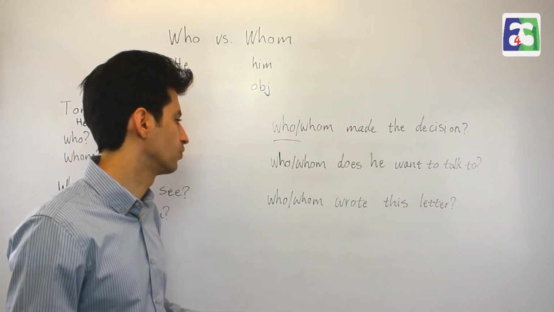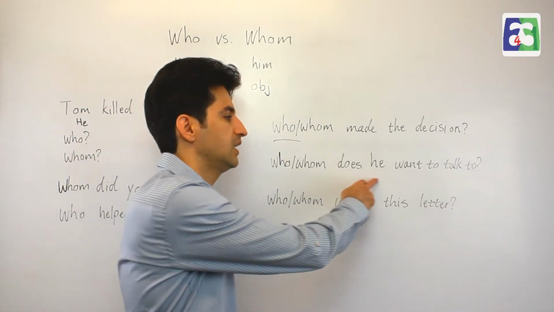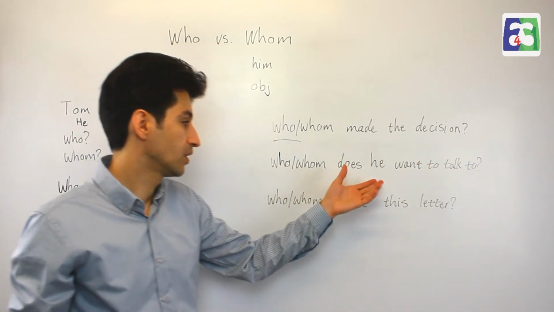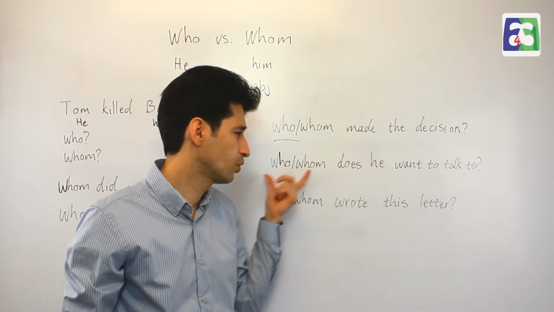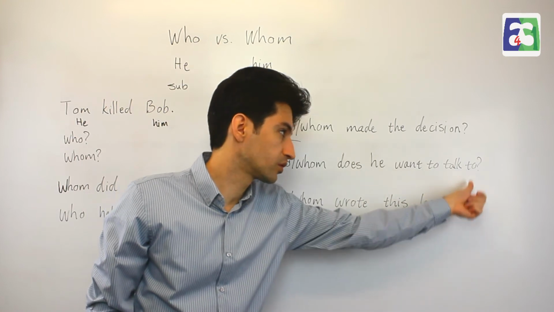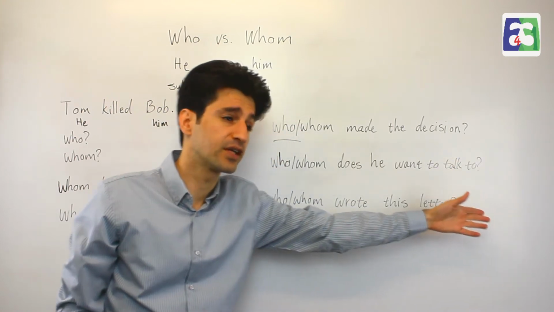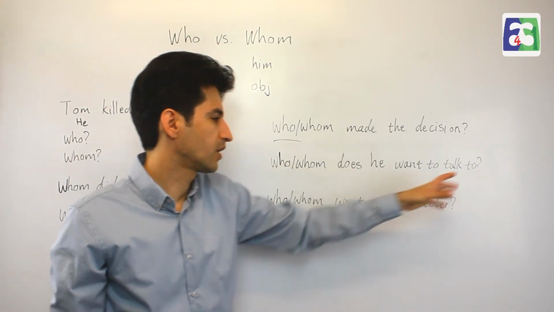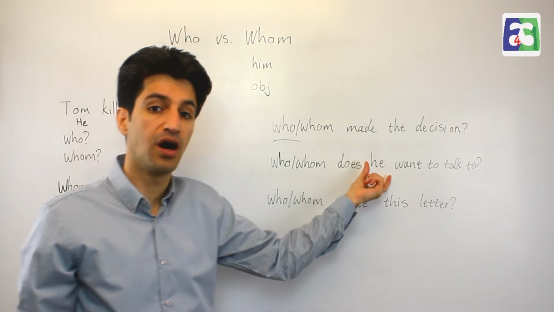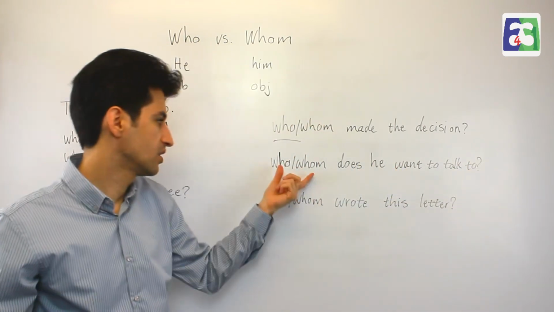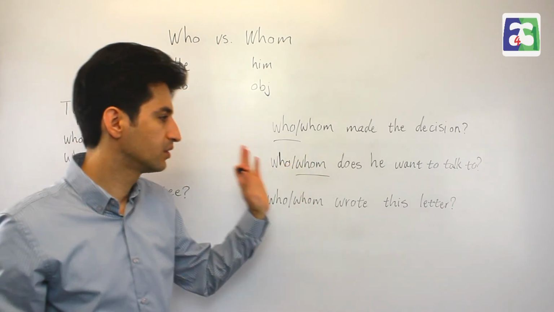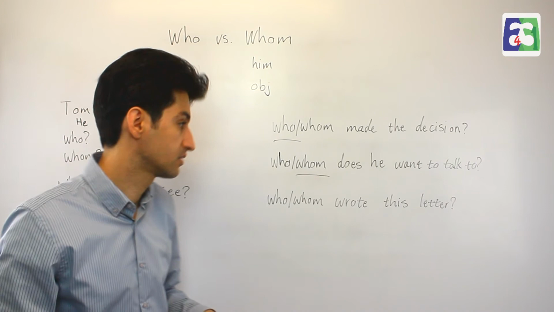Now let's look at the second one. Who or whom does he want to talk to? Okay, he wants, who or whom does he want to talk to? He wants to talk to somebody. Okay, so now I want to ask about that somebody, the one that is missing. I have the subject. I am looking for the object of the sentence. So I ask using this one. Whom to search for the object of the sentence.